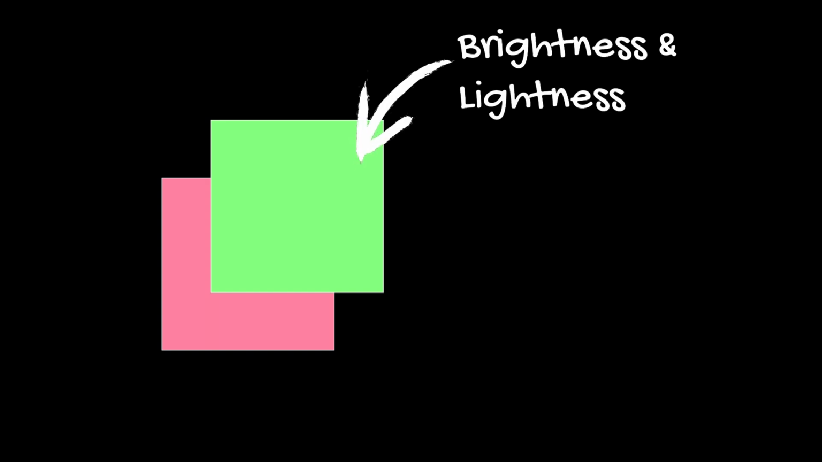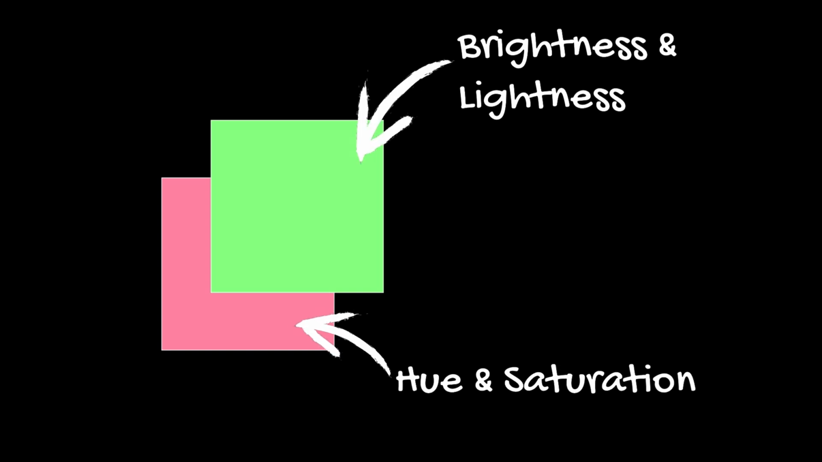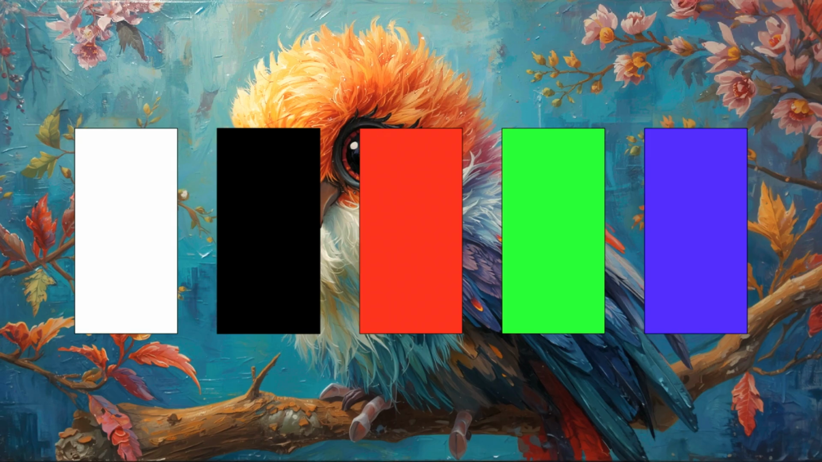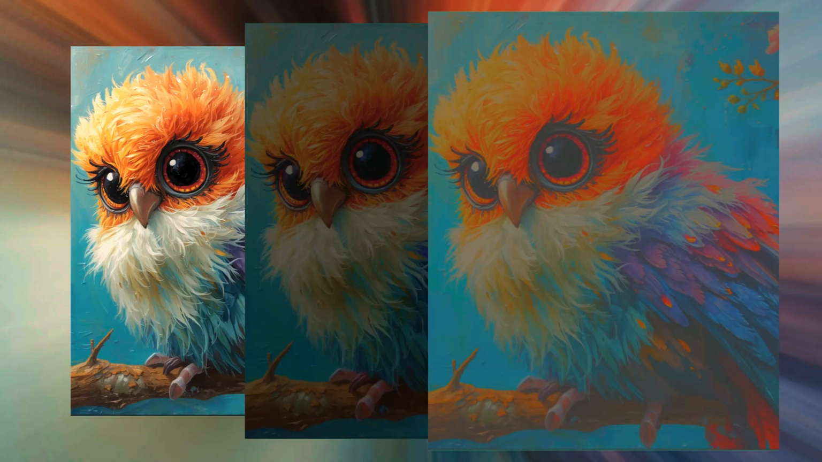Luminosity. The luminosity blend mode does the opposite of color. It takes the brightness and lightness from the blend layer while keeping the hue and saturation from the base image. In the circle demo, the bird keeps its colors, but its brightness changes based on the blend. In the RGB test, each rectangle forces new brightness levels onto the bird. Use case: adjusting lighting and contrast without altering colors.